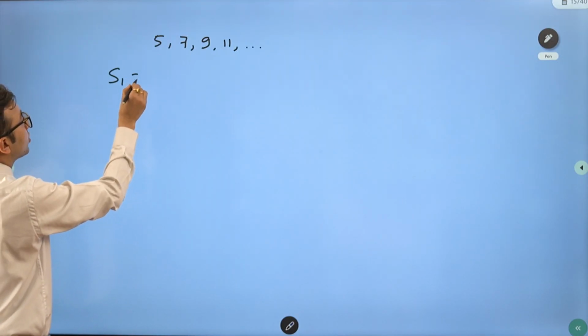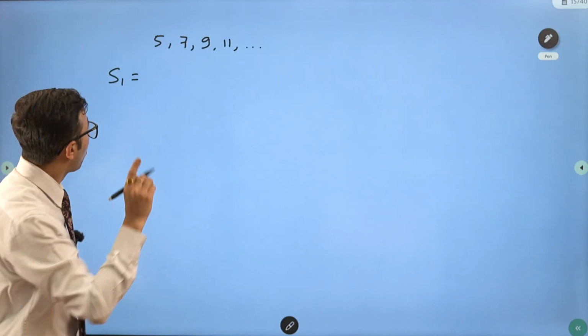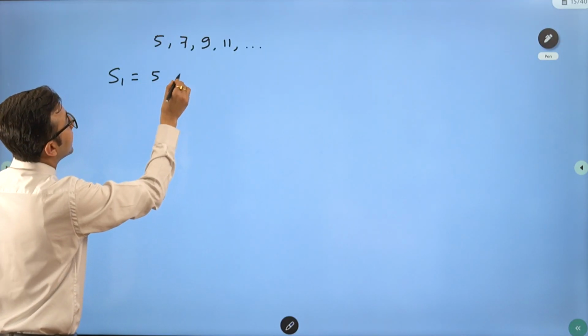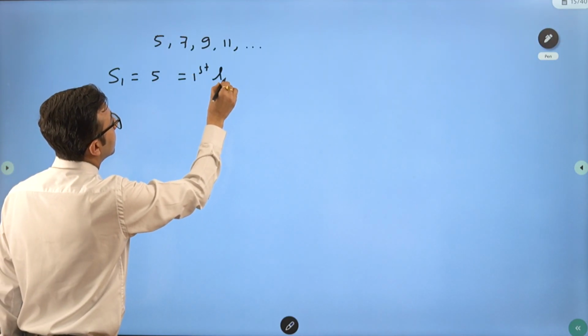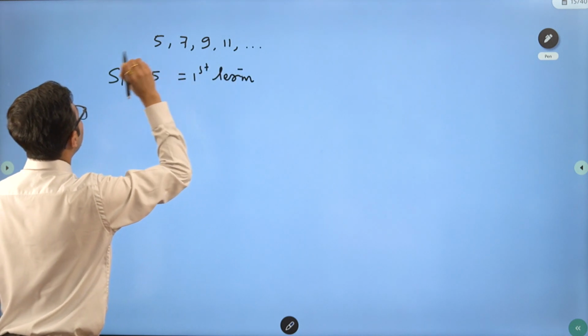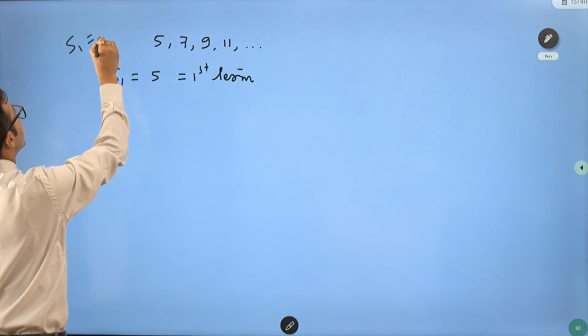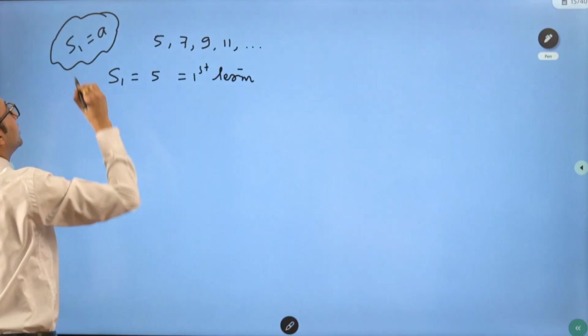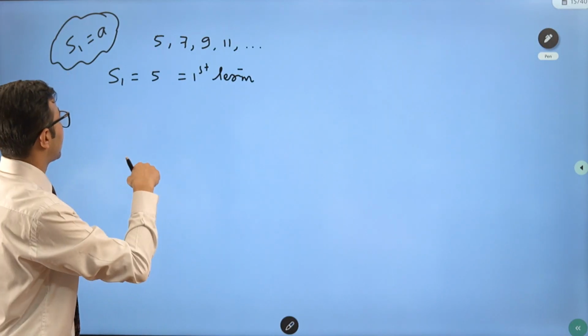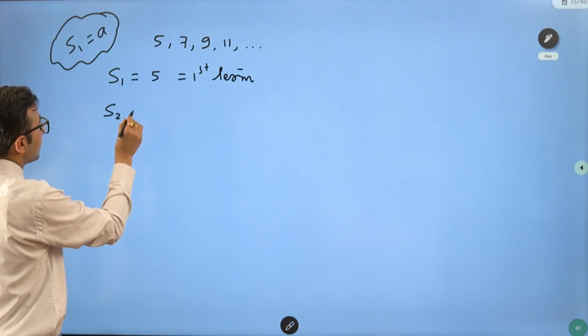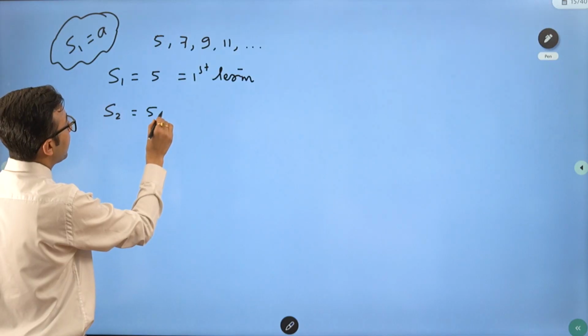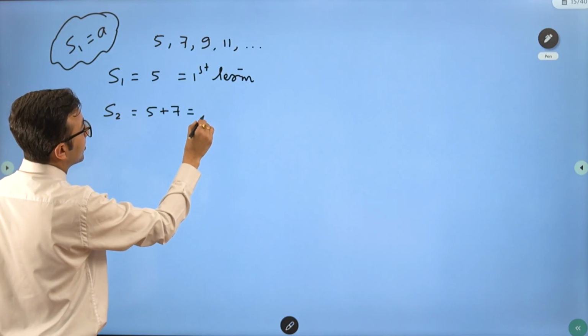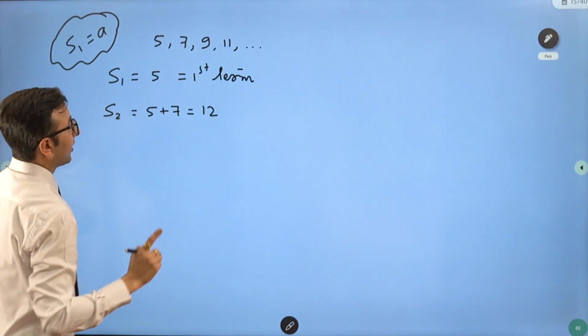What is the sum of the first one term? The sum of the first one term is 5, that is the first term. So one observation we can make here: S1 is equal to A always. So the sum of the first one term means the first term. S2 means the sum of the first two terms, that means 5 plus 7, that is equal to 12. But this is not the second term.